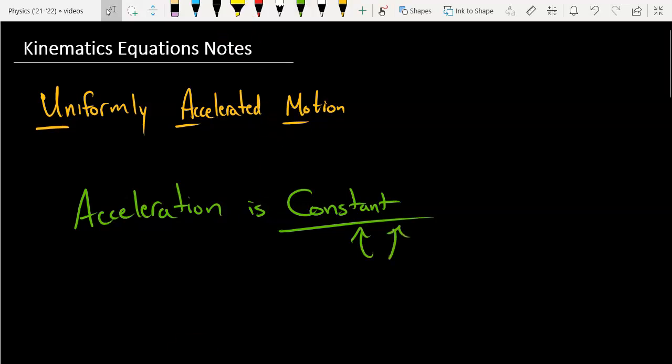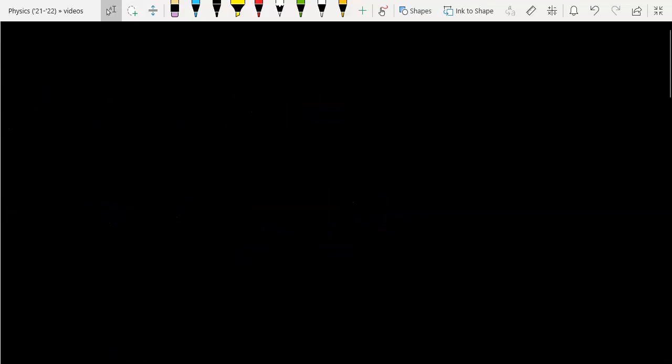Okay. The other thing that we want to talk about is the equations. So a little overview of the equations. There are 4 different equations. There are 5 different variables. So let's go over the variables real quick.